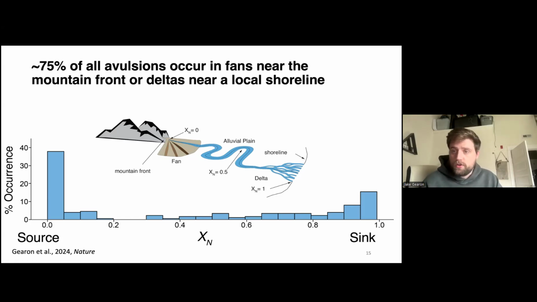So the vast majority are occurring right by that mountain front exit or right by the delta. And right, that is fundamentally interesting. I think it's intuitive to a lot of us, maybe, that these are the places where avulsion occurs. But it was interesting to see this population, and particularly the background rate of avulsion being pretty low in between both right by the mountain front exit and right by the delta itself. I mean, 75% of all our data, our data set of avulsions, occurred in these two places.